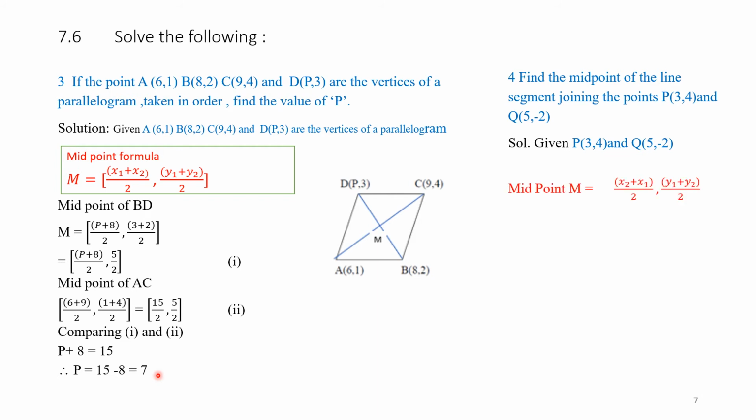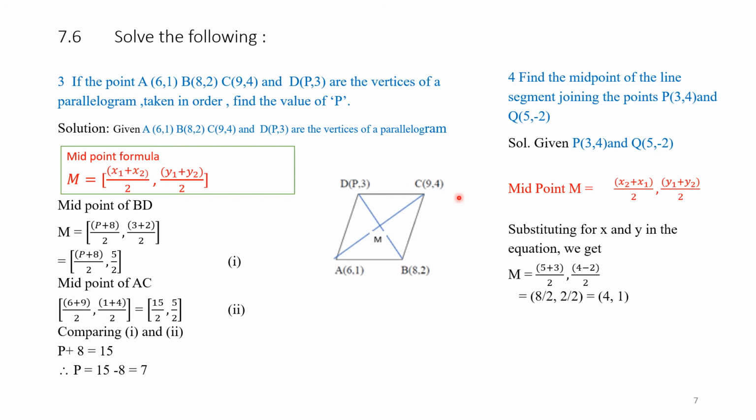Midpoint is given by x1 plus x2 divided by 2, comma y1 plus y2 by 2. Put the values. If you put it, 5 plus 3 divided by 2 comma 4 minus 2 divided by 2, that is equal to 8 by 2 comma 2 by 2, that is 4 comma 1. The midpoint is given by (4, 1).